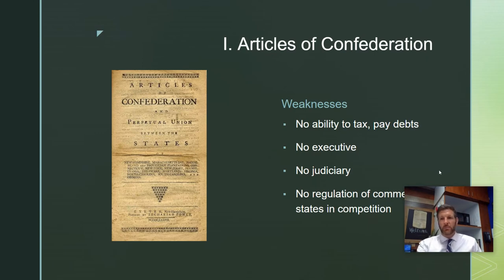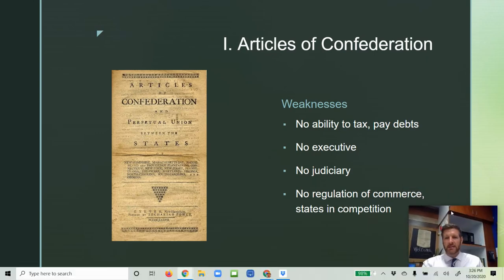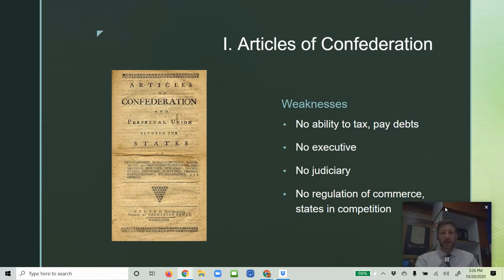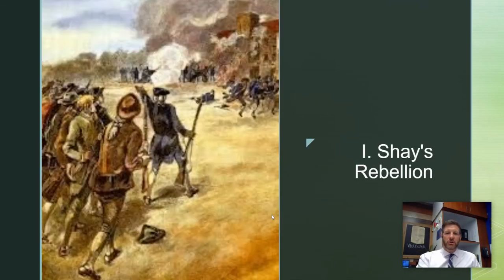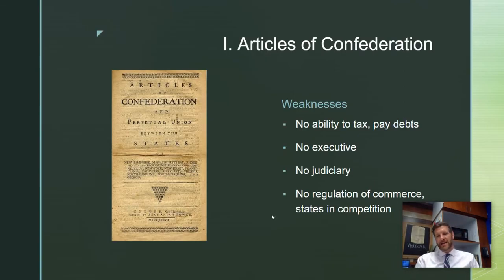However, its weaknesses were so abundant that eventually the articles would not last. As we talked about, number one, it had no way to collect taxes. It relied on the states to supply the taxes, and the states were not quick and zealous about doing that. So if it couldn't collect taxes, it couldn't pay debts. And if you can't incur debts or spend money, then you can't really function. And so the government basically couldn't function because it had very little funding.